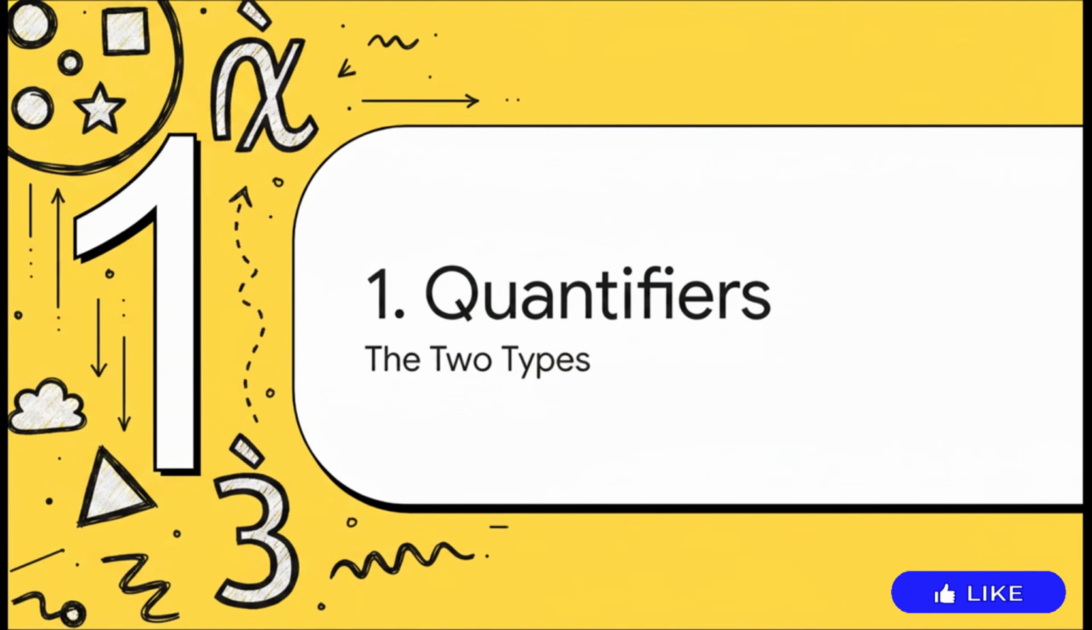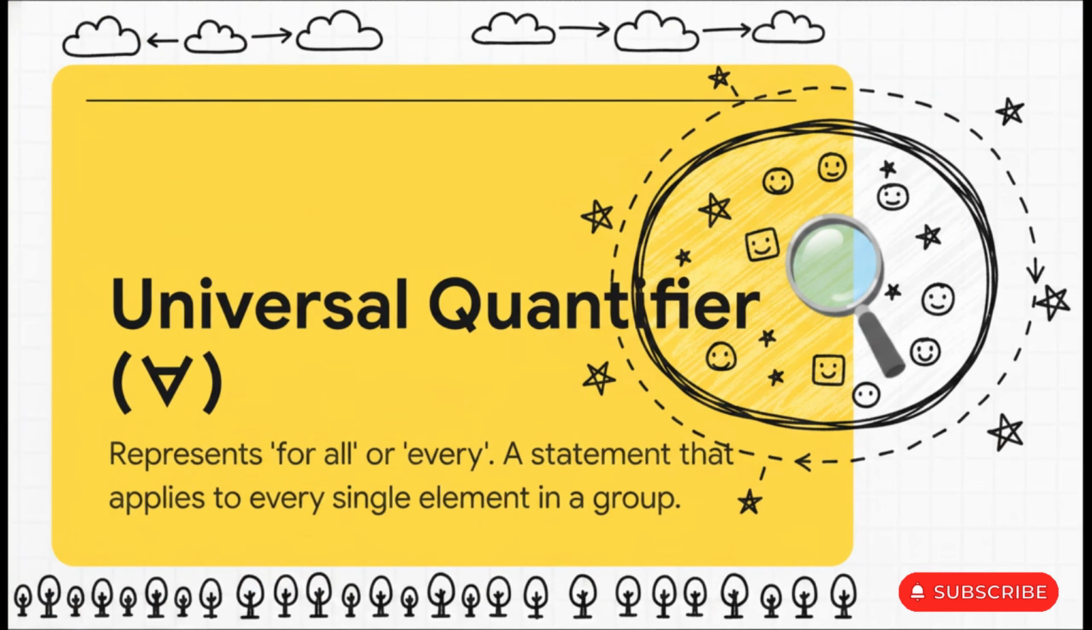All right, first up, let's get to know the two main characters in this story, the quantifiers. These are basically the words that tell us how many things a statement is talking about. First, we've got the Universal Quantifier, and you'll always see it as this upside-down A symbol. This is your all-or-nothing guy. It means a rule applies to every single thing in a group with absolutely no exceptions. So whenever you see it, think for all or for every.